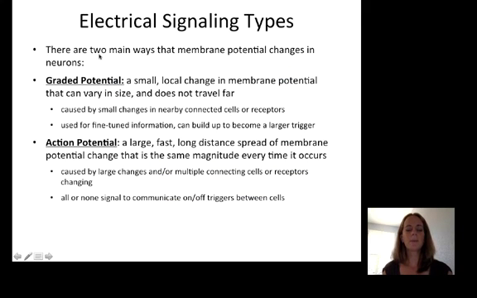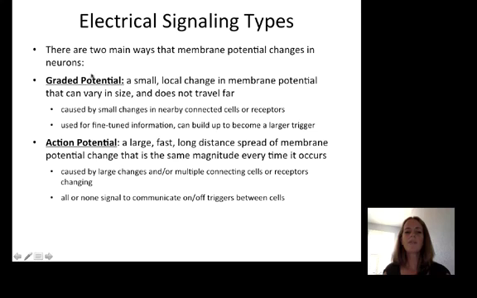So there's two ways that membrane potential can change in neurons. Small changes like those that I just showed you on that previous graph are called graded potentials. These are small local changes in membrane potential that can vary in size, usually 1 to 5 millivolts, and they stay very locally at the membrane. They're caused by small changes in nearby connected cells or receptors. They are used for very fine-tuned, intricate, small information, small inputs to the cell. But they can build up to become a larger trigger.